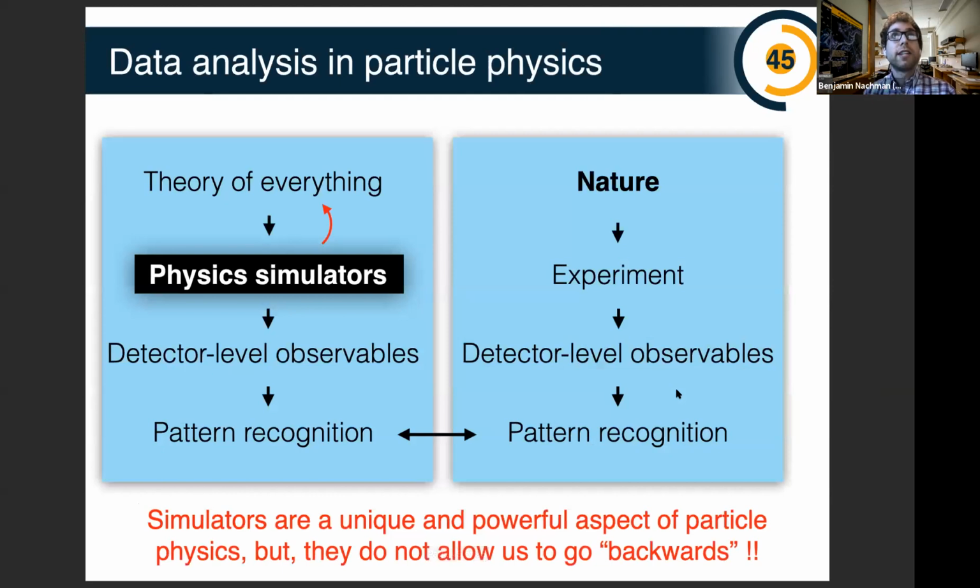Okay, so now moving on to another topic, the inference problem. So going from using our simulators to go from the observables that we see back to some properties of our theory of everything. Now, our physics-based simulators are great. They're a unique and powerful aspect of particle physics, and I would say fundamental physics more generally, but they often do not allow us to go backwards. So they allow us to go from the theory to the data, but not from the data directly to the theory. And so we need other tools in order to do the inverse problem.